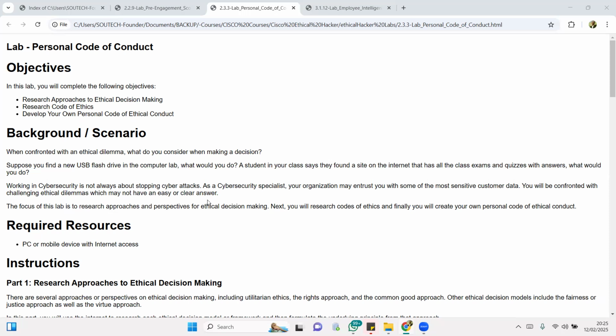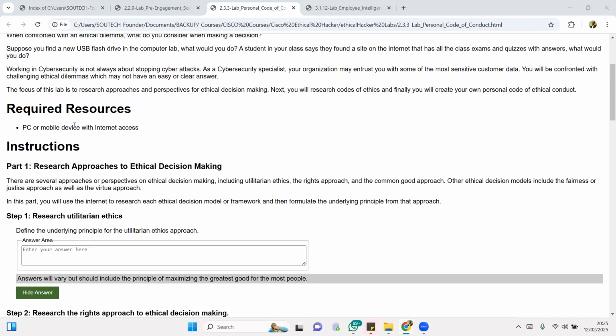Right? Should you do it? Shouldn't you do it? So you're going to look at some kind of guidelines, some kind of ethics. The focus of this lab is for you to understand different perspectives, look at research codes. Then from that, you want to now harness and create some kind of set of codes, some kind of guidelines, some kind of ethical conduct that's going to guide your journey as a cybersecurity analyst. For this lab, typically, you just need your PC, your mobile phone, and you just need internet.